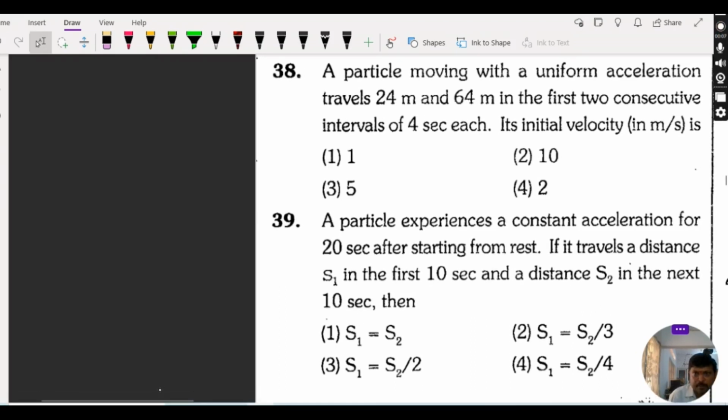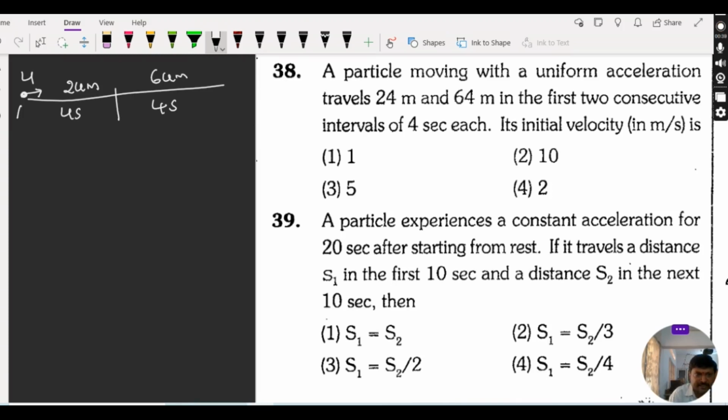Thirty-eighth question. A particle moving with a uniform acceleration travels 24 meter and 64 meter in the first two consecutive intervals of 4 seconds each. So my dear children, see here, first 4 seconds. A particle travels with some initial velocity. First 4 seconds it travels 24 meter. Next 4 seconds it travels 64 meter.